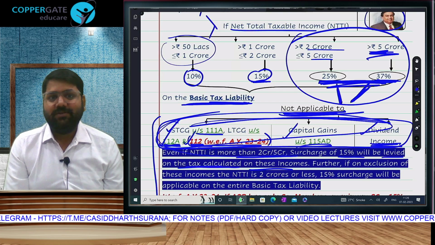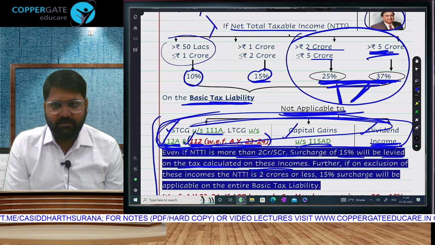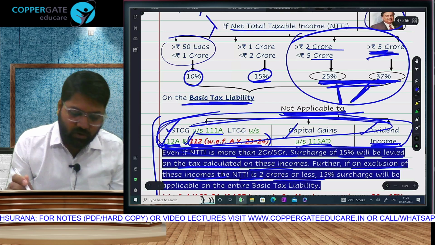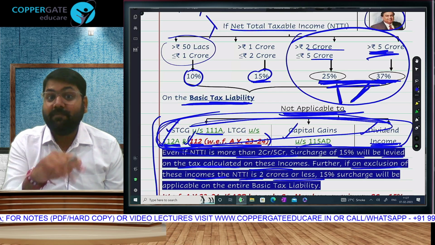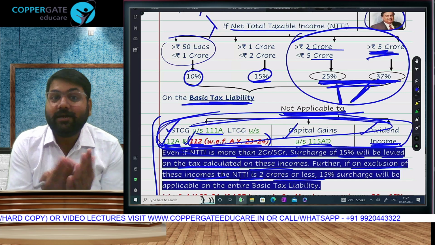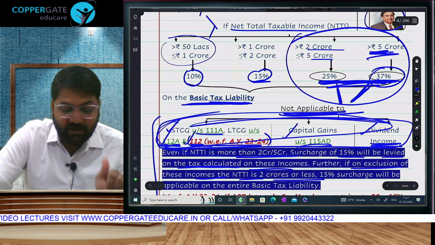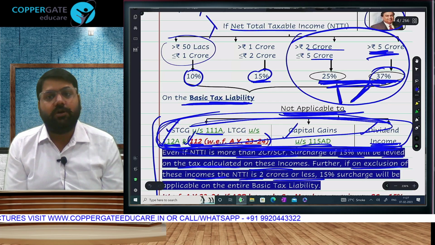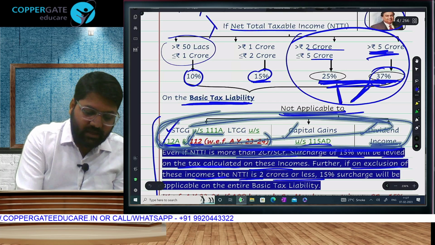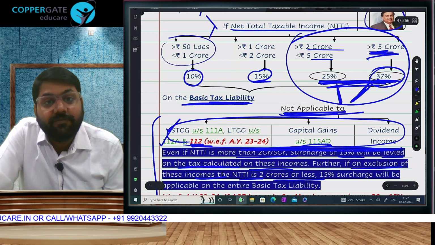But now comes one more complication. If, excluding these incomes, the NTTI is 2 crores or less, like my example, 20 crore long-term capital gain and 5 lakhs salary, total income is 20 crore 5 lakhs. 20 crore 5 lakhs means we feel that 37 should apply. But have we made it clear that at least on this tax, we will not apply 37? These 5 incomes, on that we calculate tax, and on that we will not apply 37. We will apply only 15.